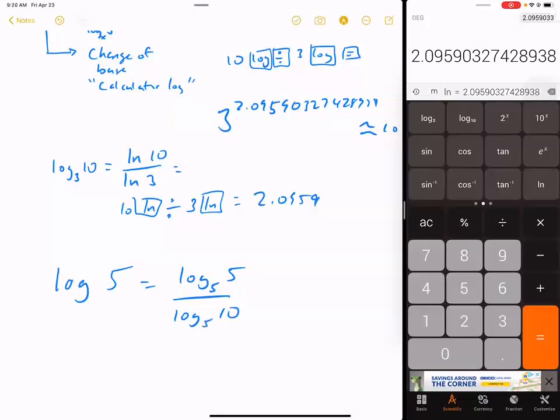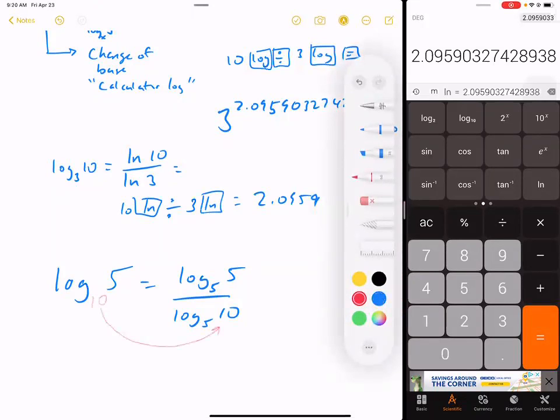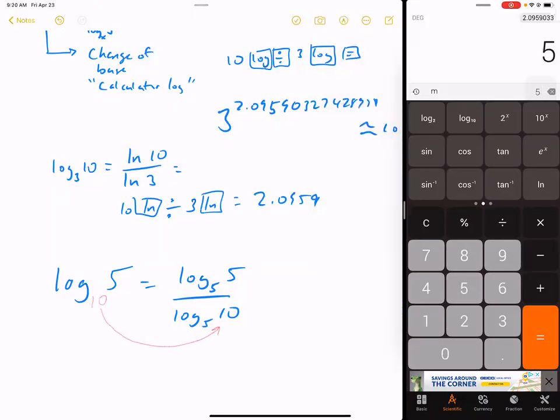Why did I have to write a 10 there? Because hopefully you remember, when I don't write a base, it's always an invisible 10. It's always an invisible 10 here. And these answers would have been the same. Log of 5 in base 10 is 0.69.